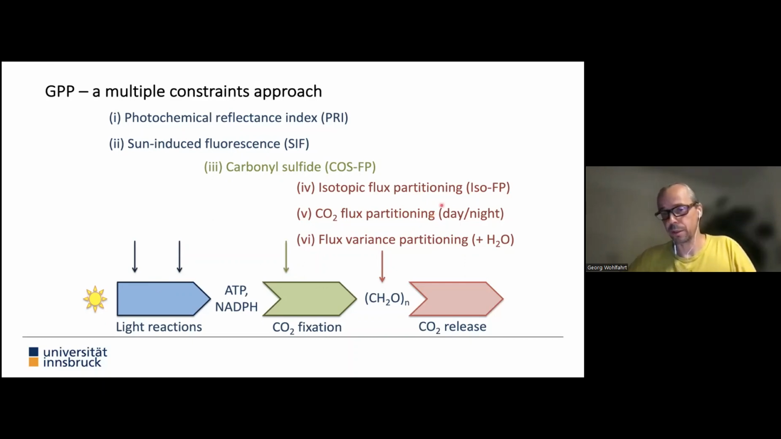Then we can do flux partitioning using stable isotopes of, for example, CO2. And then there's one very peculiar method, that's flux variance partitioning, that also uses the water vapor flux. So this method actually uses high frequency measurements of CO2 and water vapor for the partitioning. And since all those are proxies, we'll never really know the truth.